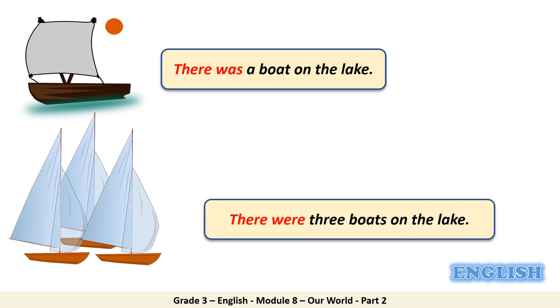Notice the words in red. There was and there were. What can you notice about them? Excellent! We use there was with singular nouns, and we use there were with plural nouns. That's correct.